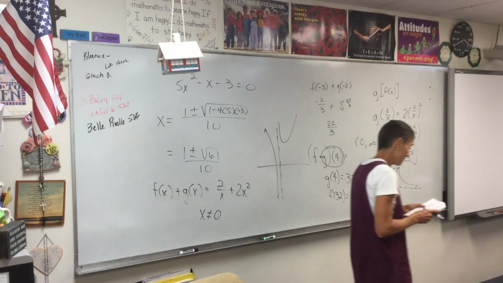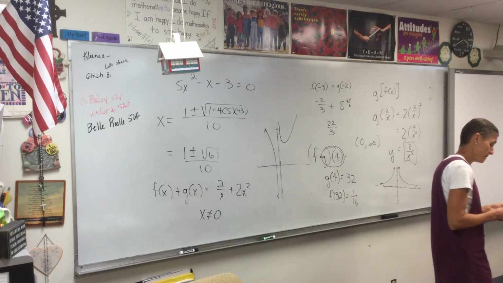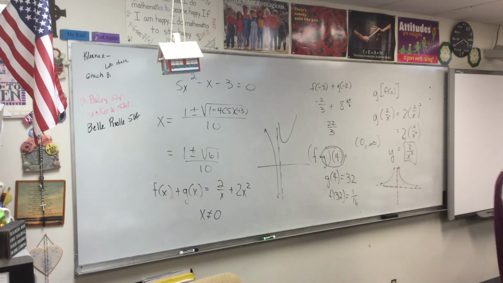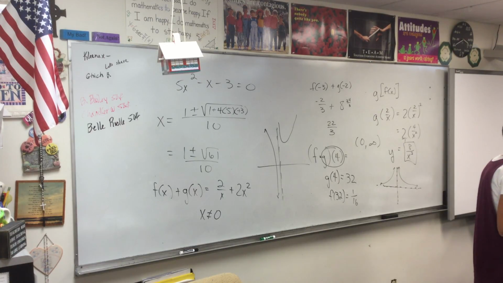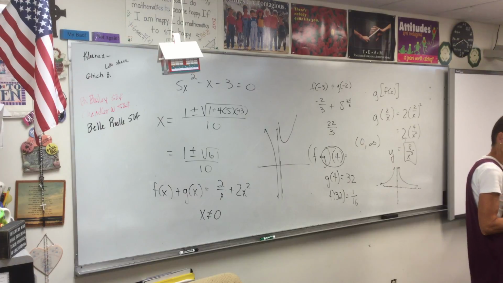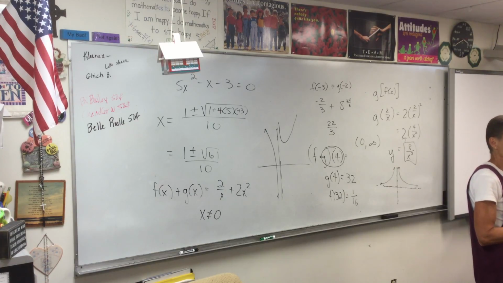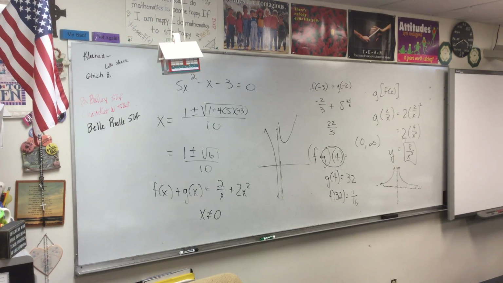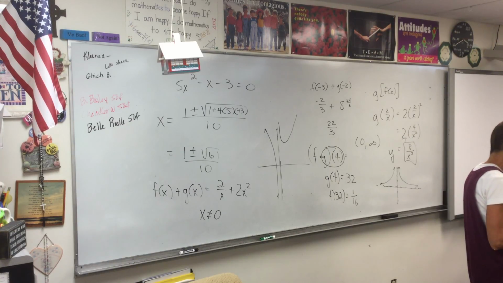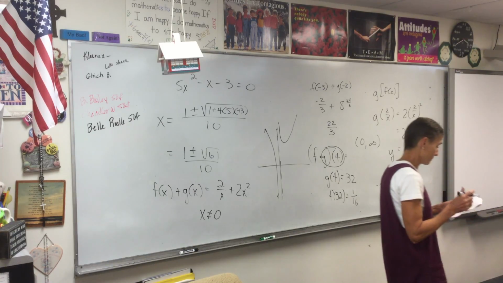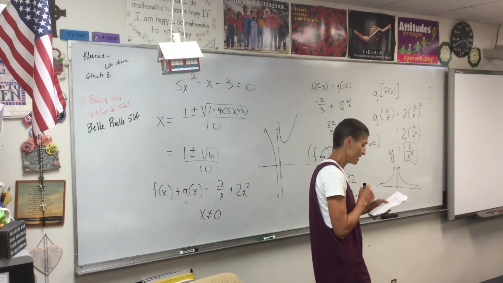All right, describe the impact of the 2 and the 3 in this equation. So what does the 2 do? Moves it 2 units to the right. What does the 3 do? 3 down. So we're going 2 right and 3 down. Everybody good with that?